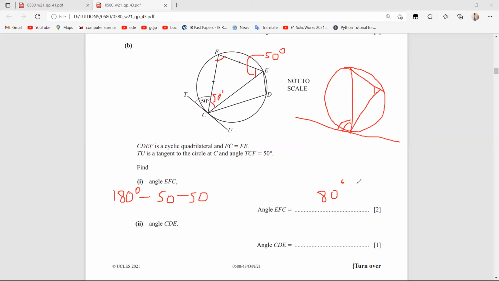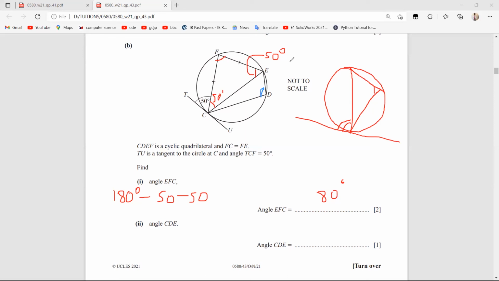Roman 2 wants angle CDE. Where is CDE? CDE is this angle here, inside here. So angle D inside that triangle, okay? The one I've marked in blue.